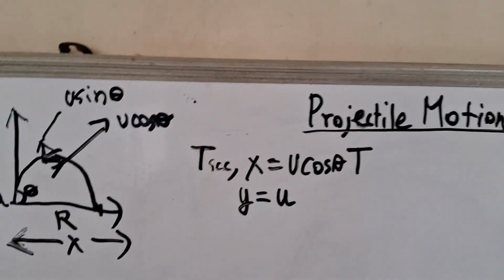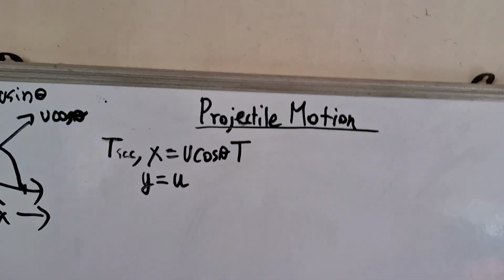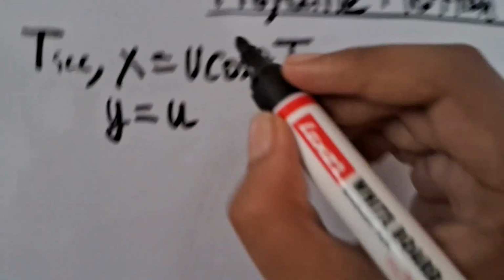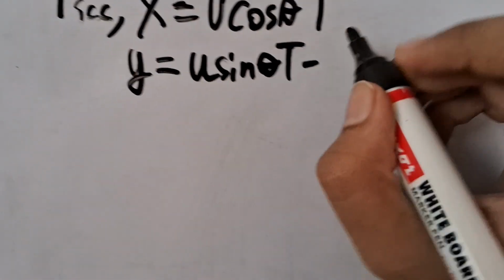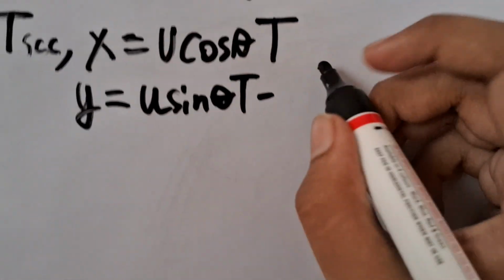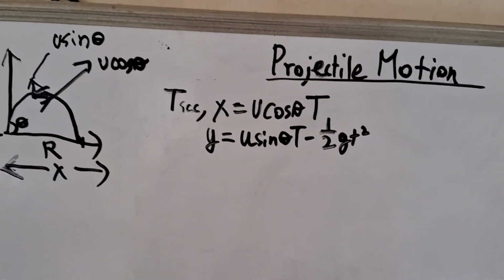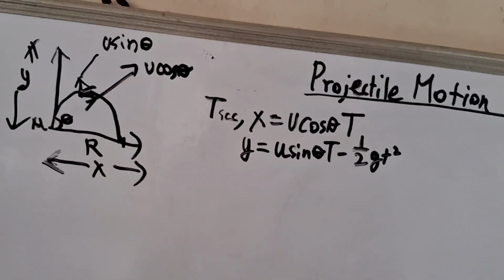Tell me, what is the velocity in this direction going to be? We talked about the components. The horizontal is u cos theta, the vertical is u sin theta. So u sin theta t, and what is g? Let's say g, doesn't matter, minus half gt square. Is there a problem? No, there shouldn't be.